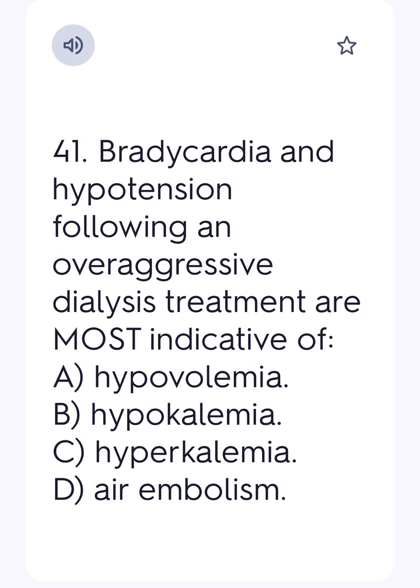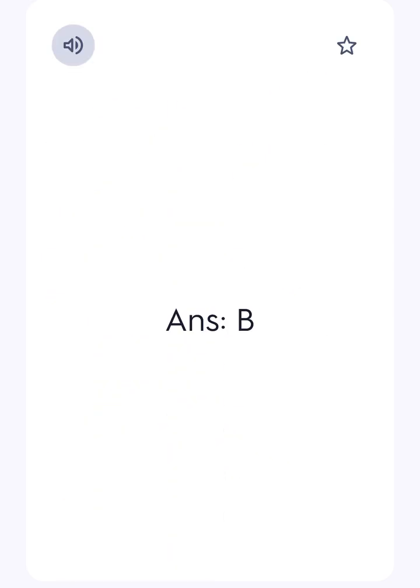41. Bradycardia and hypotension following an overaggressive dialysis treatment are most indicative of A. hypovolemia, B. hypokalemia, C. hyperkalemia, D. air embolism. Ans, B.